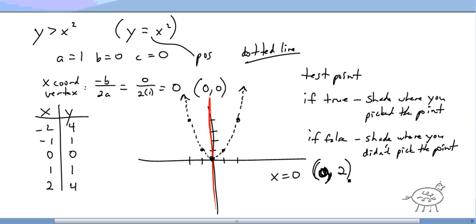So I'm going to pick (0, 2), and I'm going to test that. Let's plug it into y is greater than x squared. So 2 is y, so 2 is greater than 0 squared. Well, is 2 greater than 0? Yes, it is. So since 2 is greater than 0, I'm going to shade where I just picked that point. So I pick this point right here, and I'm going to shade inside here.